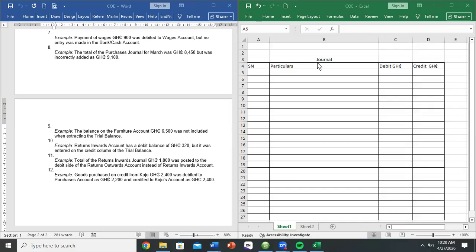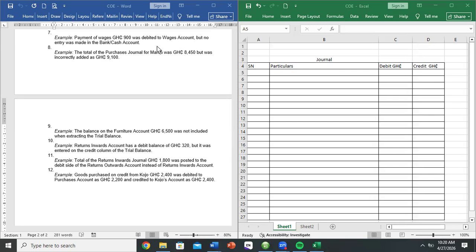Yes. Austin. We will credit the bank or cash account and debit the suspense account. Why are you bringing suspense to come and confuse that? Relax. Okay, so we would credit the bank or cash account.